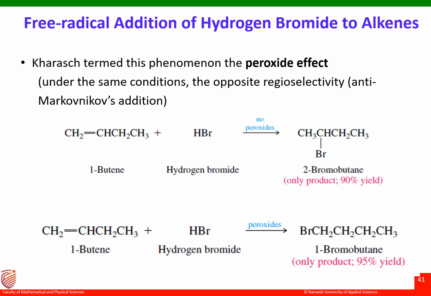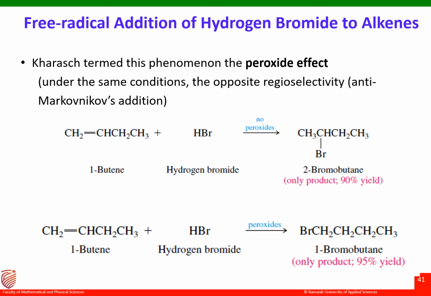One more important mechanism: free radical addition of hydrogen bromide to alkene, which takes place in the presence of a peroxide. Therefore, we call it the peroxide effect. The phenomenon was developed by Kharasch, therefore we call it the Kharasch effect also. Under the same conditions, but the opposite regioselectivity is obtained, therefore it is anti-Markovnikov addition. You can see that the alkene reacts in the presence of hydrogen bromide.